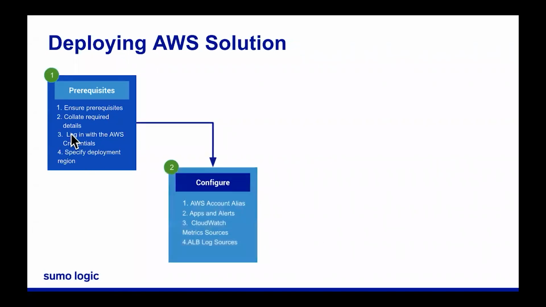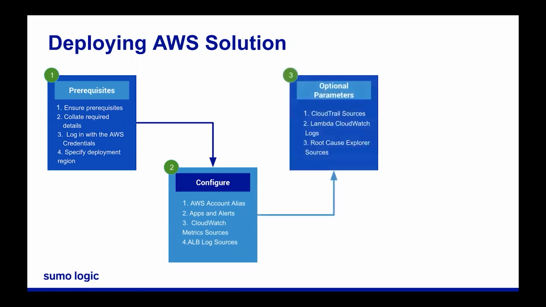Then after our prerequisites, we get to configure this. We get to give this thing an AWS account alias. What do we want to call this? What apps, what alerts, and what things do we want to set up? We want to add our CloudWatch metric sources and our automatic load balancing log sources. So we'll configure it. Then we have an optional parameters section where we can add things like CloudTrail or CloudWatch logs, or what our root cause explorer sources are going to be.